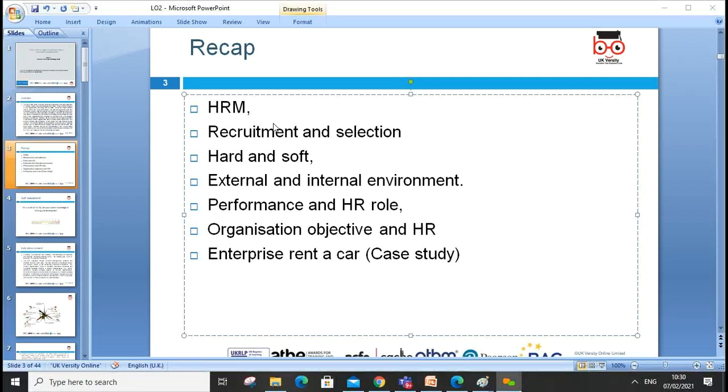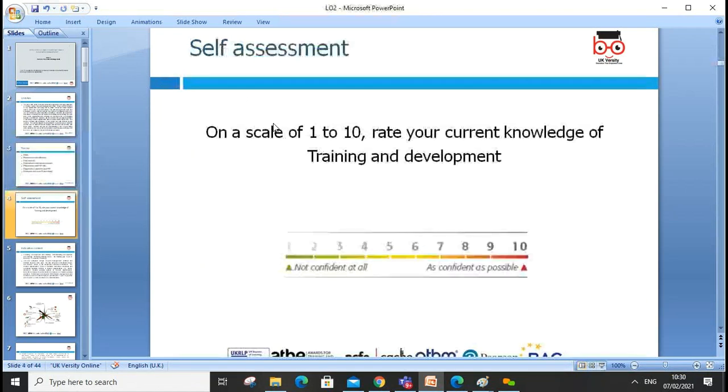Okay, now please think for a few minutes about how much you know, from 1 to 10, about training and development. What is the key difference between training and development? Is there any difference between training and development? Yes or no? Rate 1 to 10 how much you know about training and development.